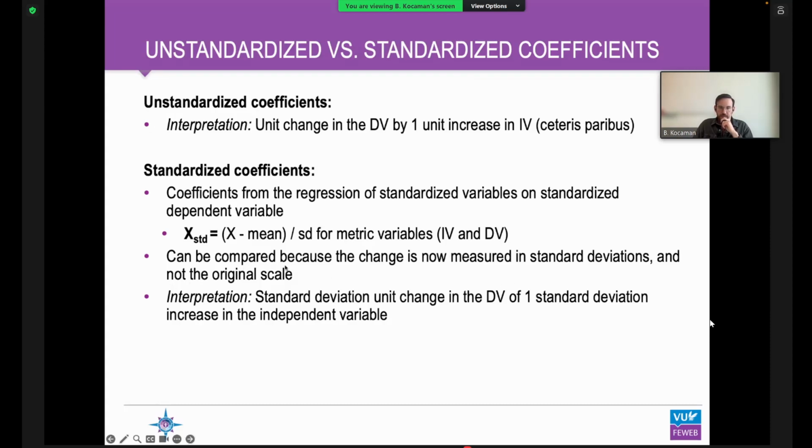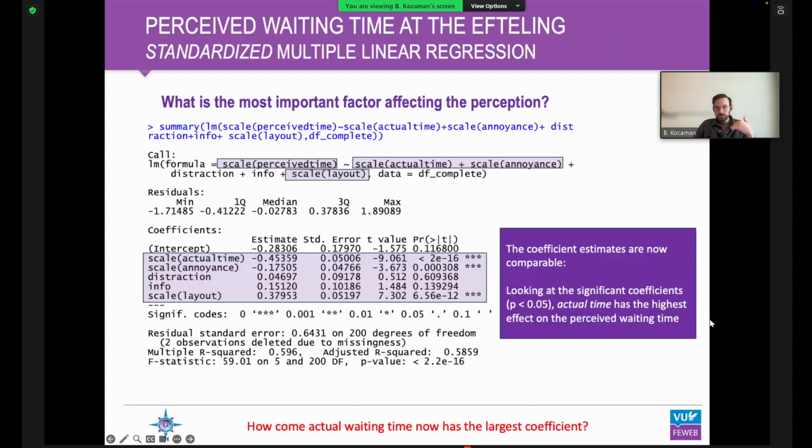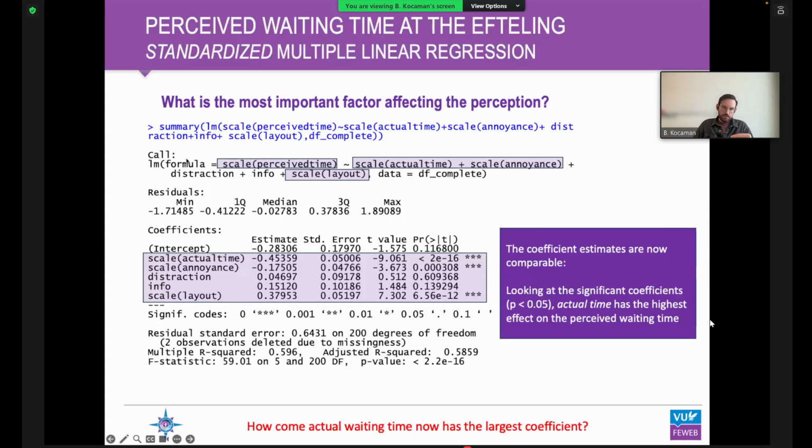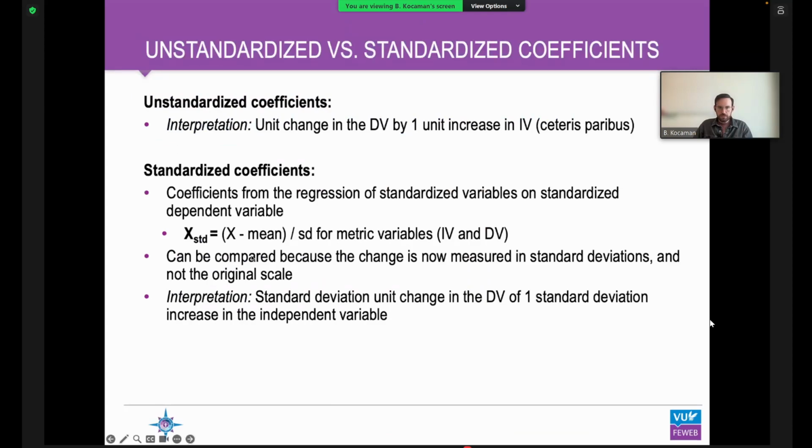Once you do that, you can actually compare which of these factors are affecting the perception of waiting time more or less. And as complicated as it looks, it's actually quite easy to implement in R. But it's important to know what's happening behind the standardization. So X minus mean over standard deviation.